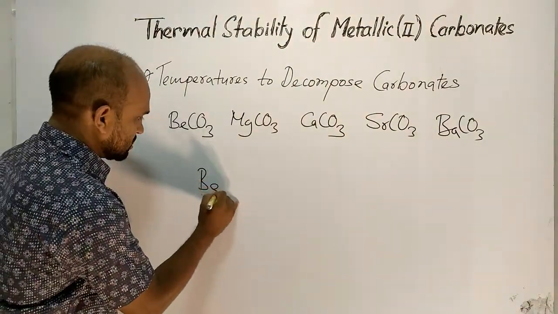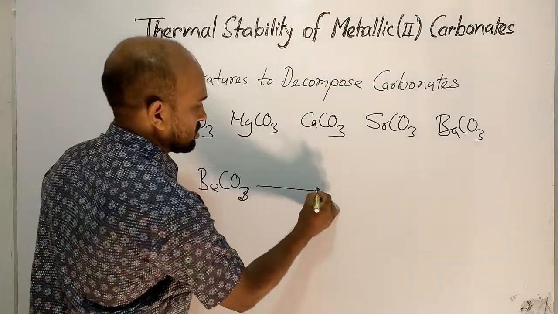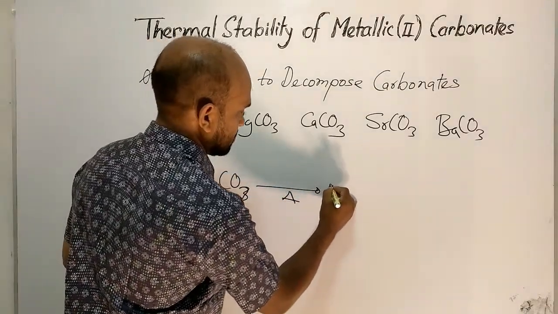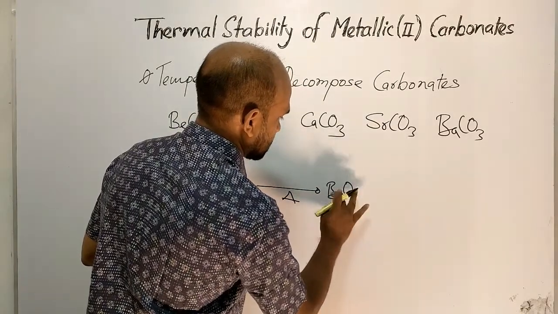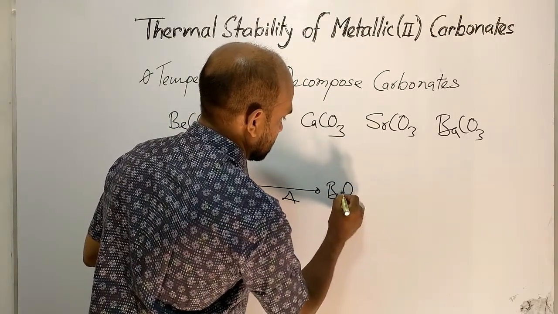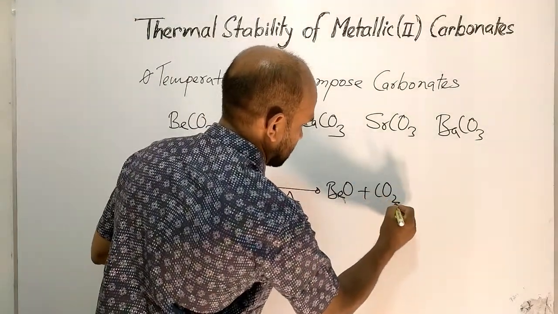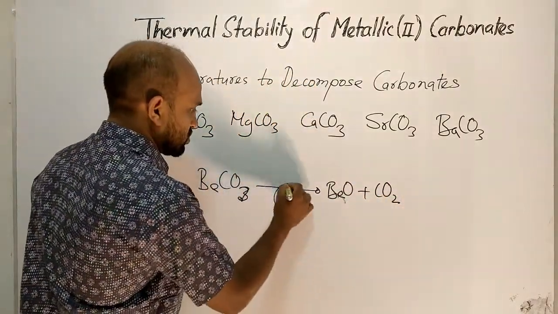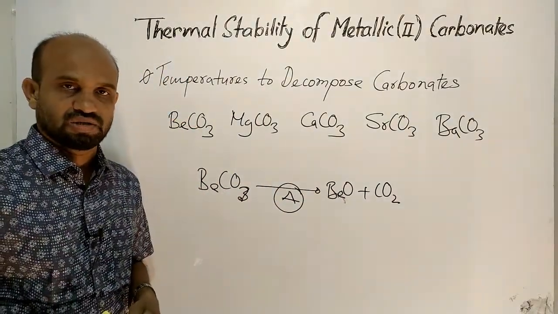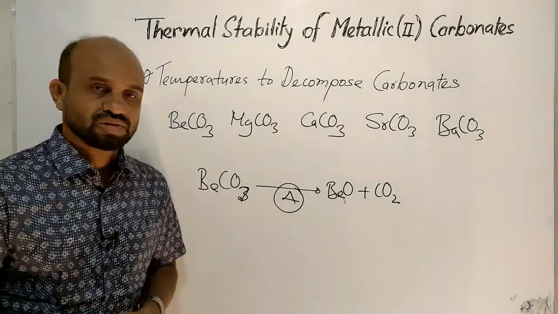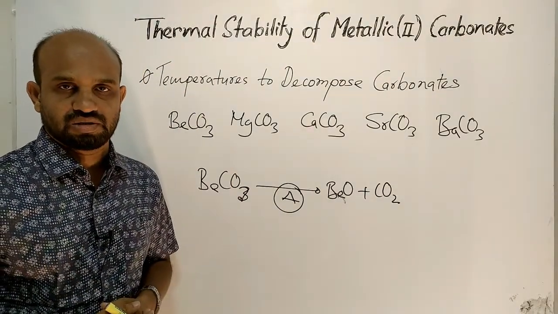To decompose this carbonate, heat is required. That means beryllium oxide, here it will be beryllium oxide and carbon dioxide. So to decompose these carbonates, heat is required. These compounds are heated at a specific temperature.